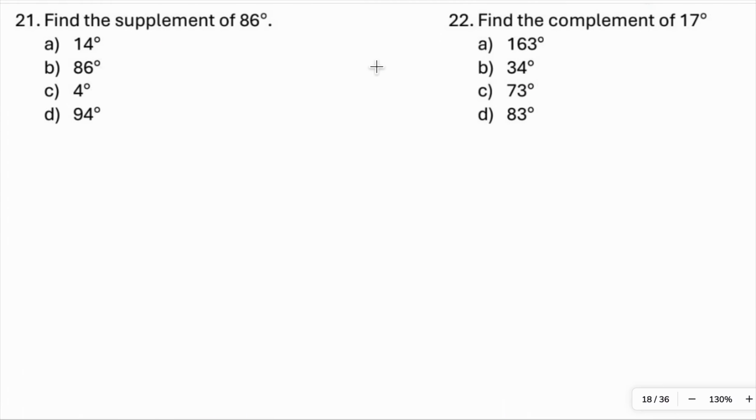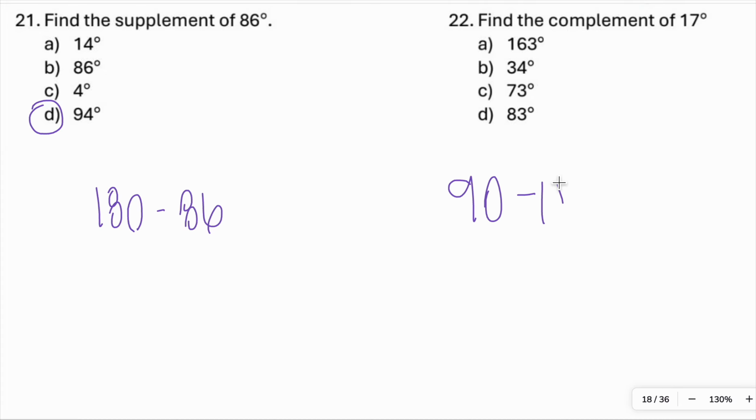And then 21, the supplement of 86, that's just 180 minus 86, so 180 minus 86 is going to give me 94, and then the complement of 17, that's just 90 minus 17, and that should give me 73.